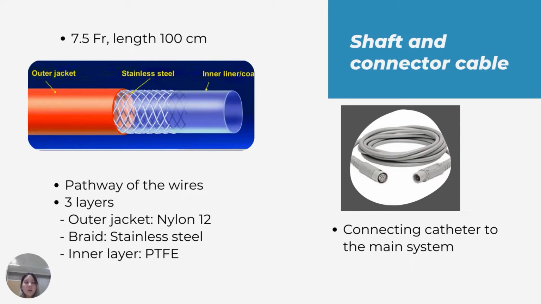For the shaft and connector cable, the 7.5 French gauge shaft, which is the pathway of the wires, with 100 cm length, consists of 3 layers. The outer jacket is made of nylon 12 because of its insulation properties and its physical properties. The stainless steel braid provides reinforcement of the shaft. The inner layer is a thin polytetrafluoroethylene, or PTFE, with low electrical conductivity. Additionally, the connector cable provides the connection to the main system by the controller plug-in.